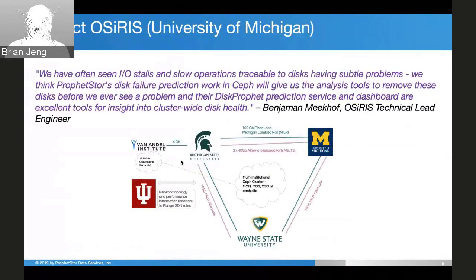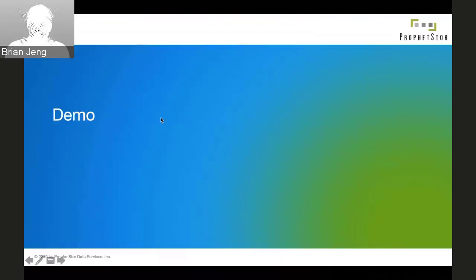And our biggest account right now is actually in Michigan. There's 3 universities: Wayne State, Michigan State, and University of Michigan. And what their setup is, all 3 of these campuses share a single giant Ceph cluster, and they put all their research data on the Ceph cluster. So they have to make the Ceph cluster as resilient as possible. And so what we provide is just the disk predictions and allowing them to monitor the health of their disks before they fail.